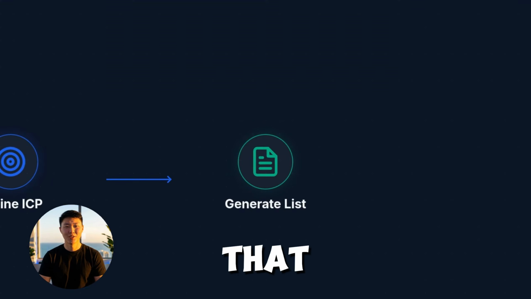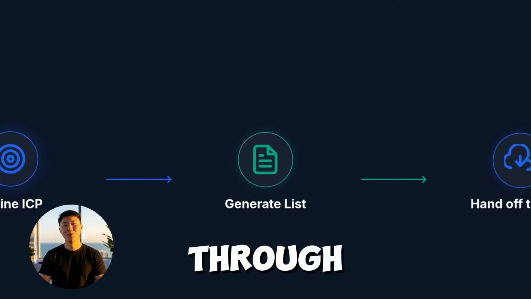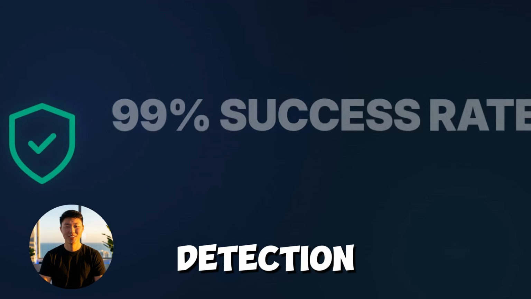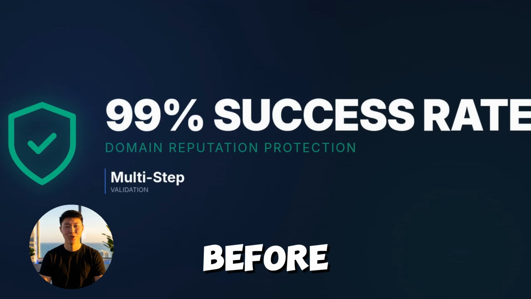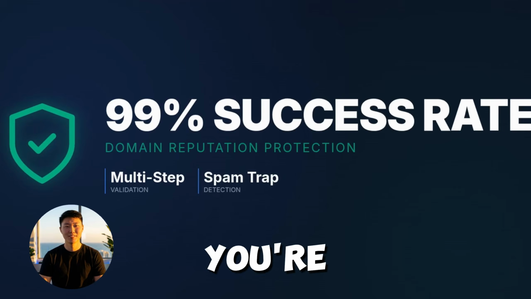One thing I like here is that you're exporting enriched, verified records, not just scraped names. Since emails go through multi-step validation and spam trap detection, the goal is to reduce bounce rates before your campaign even starts. That matters a lot for domain reputation, especially if you're sending at scale.